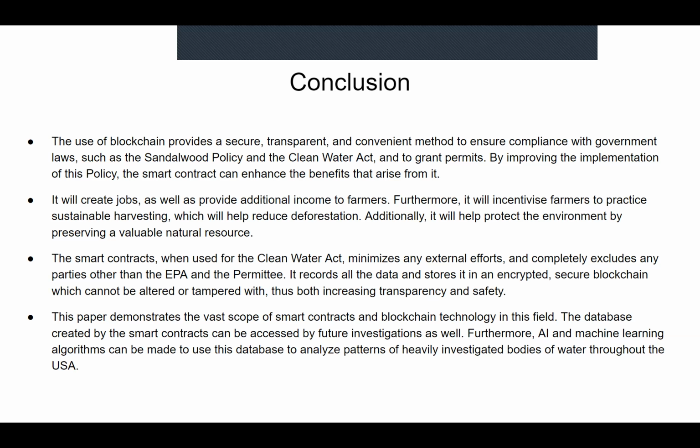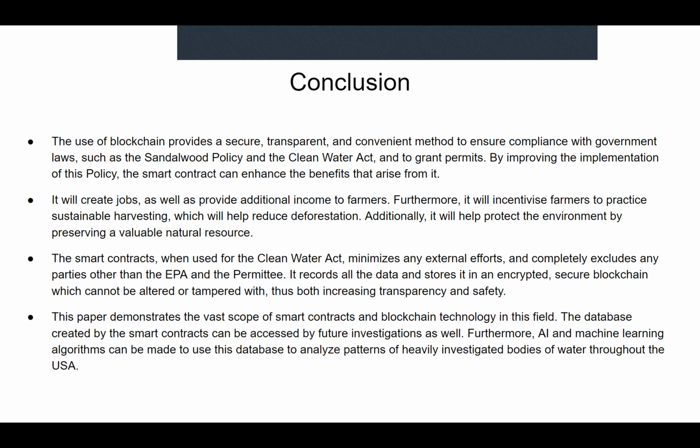Furthermore, it can incentivize farmers to practice sustainable harvesting, which will reduce deforestation. Additionally, it will also help the environment by preserving such a valuable natural resource. Now, the smart contracts, when used for the Clean Water Act, minimize any external unneeded efforts and completely exclude any parties other than the EPA and the permittee, recording all the data and storing it in an encrypted state. Secure blockchains are created which cannot be altered, thus increasing both transparency and safety.